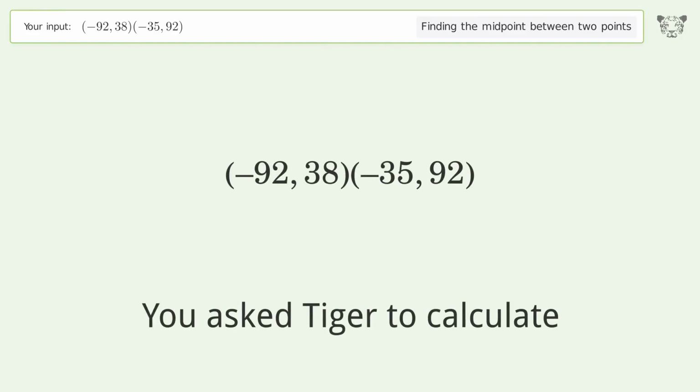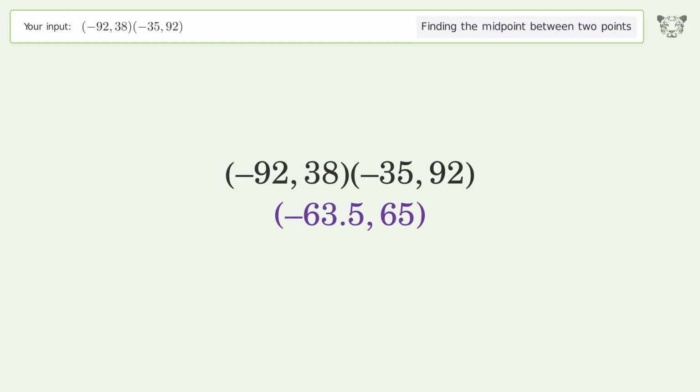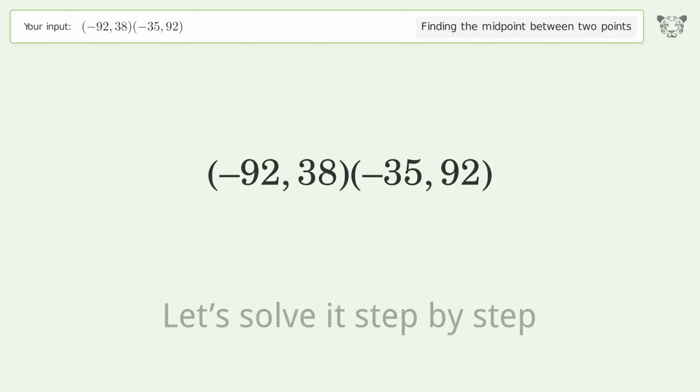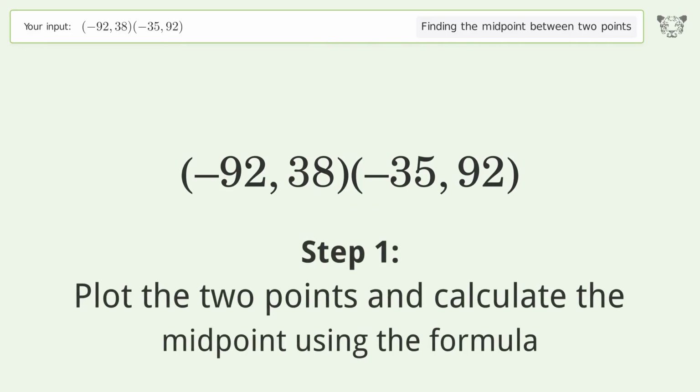You ask Tiger to calculate. This deals with finding the midpoint between 2 points. The midpoint between the 2 points is negative 63.5, 65. Let's solve it step by step. Plot the 2 points and calculate the midpoint using the formula.